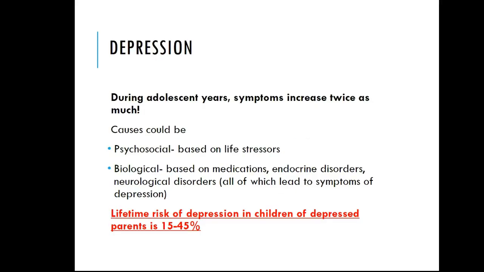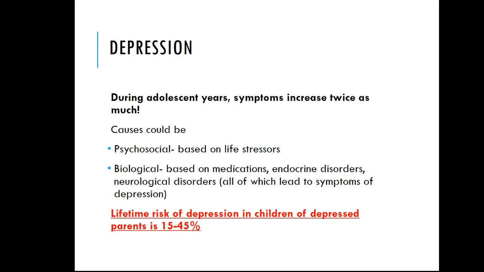Let's look at the causes for depression. Causes could be divided into two particular categories. I would like to call them psychosocial and biological. Psychosocial has an environmental component to it, which includes all kinds of life stressors, stressful situations and events that were essentially negative stimuli for the child or the adolescent. And then we have the biological category, which includes symptoms of depression based on medications, endocrine disorders, and neurological disorders, all of which can lead to symptoms of depression.